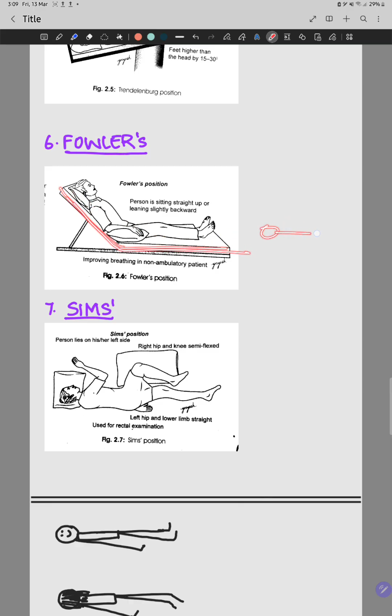If they are in this manner, the respiratory muscles will be compressed. So we are allowing the person to come to the Fowler's position so that the person is able to breathe slowly.